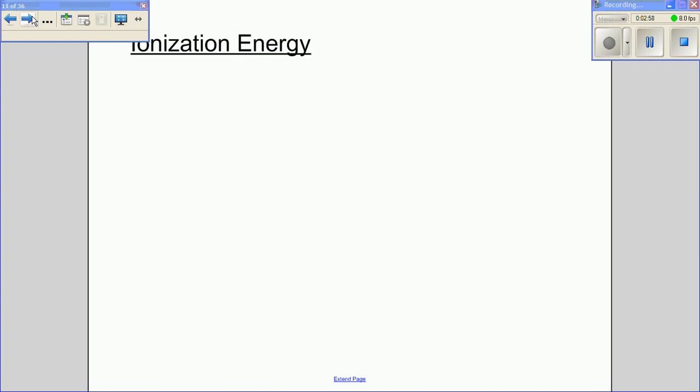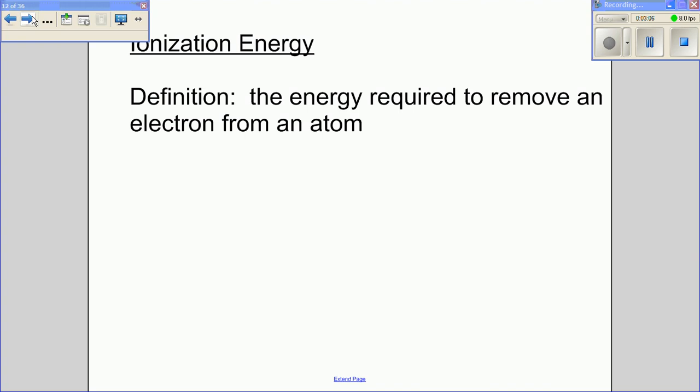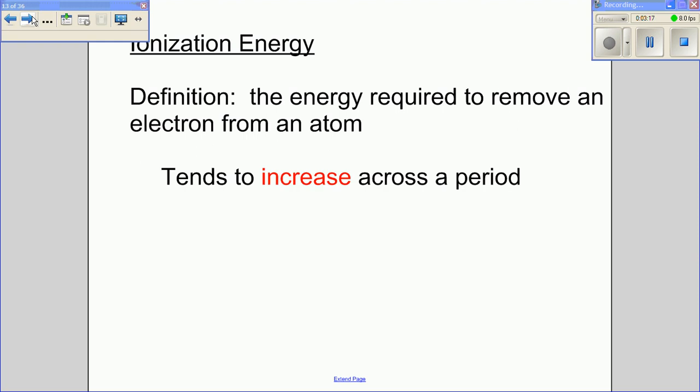The next trend is ionization energy. Ionization energy is the energy that's required to remove an electron from an atom. The trend for ionization energy as we go across a period is to increase. The reason for this is because as we go across, we talked about that the number of protons are also increasing. Therefore, that nuclear charge is increased, which is what's holding the electrons there. And so it takes more energy as we go across a period to be able to pull an electron away.